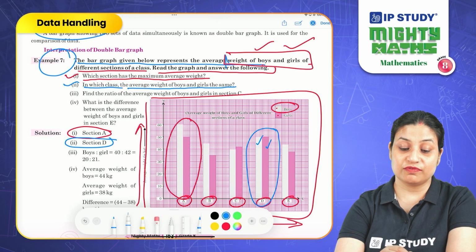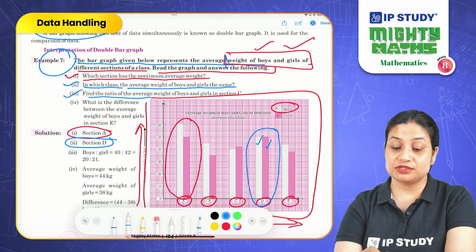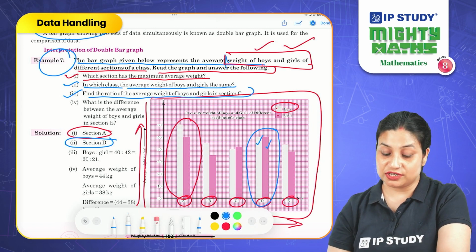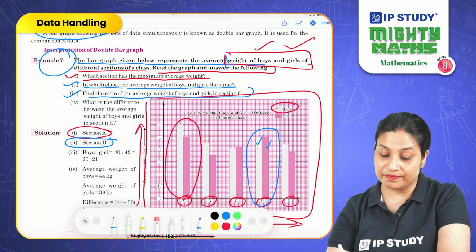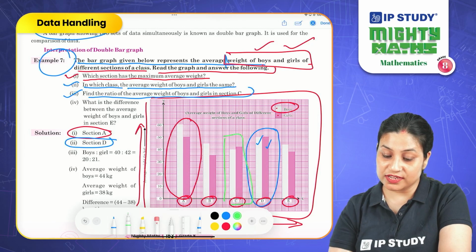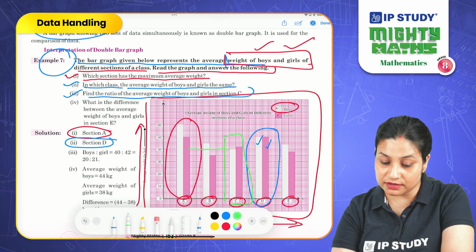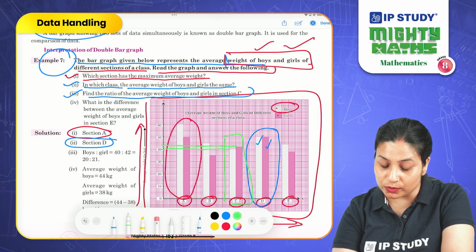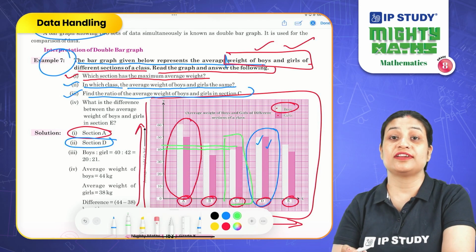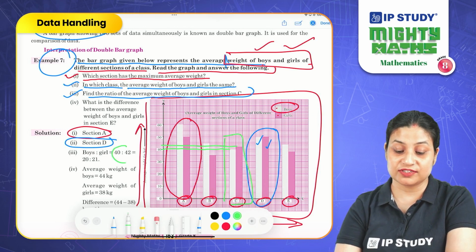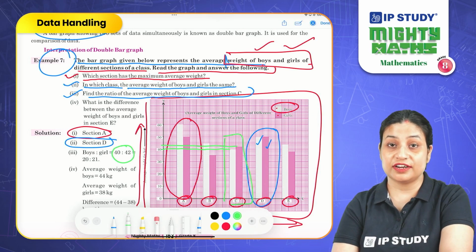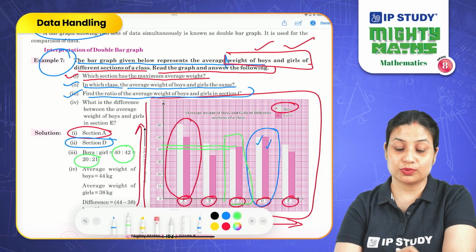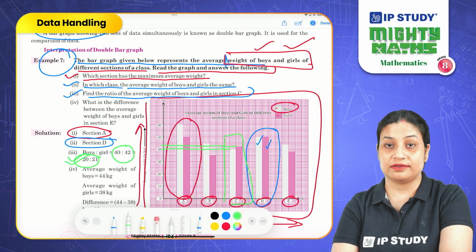Now the next question. Find the ratio of the average weight of boys and girls in section C. Let's see section C over here. What is the average weight of boys? It is 40. And what is the average weight of girls? It is almost 42. If you take the ratio of these two, you get 40:42. You can further reduce it to 20:21. So 20:21 is the required result.